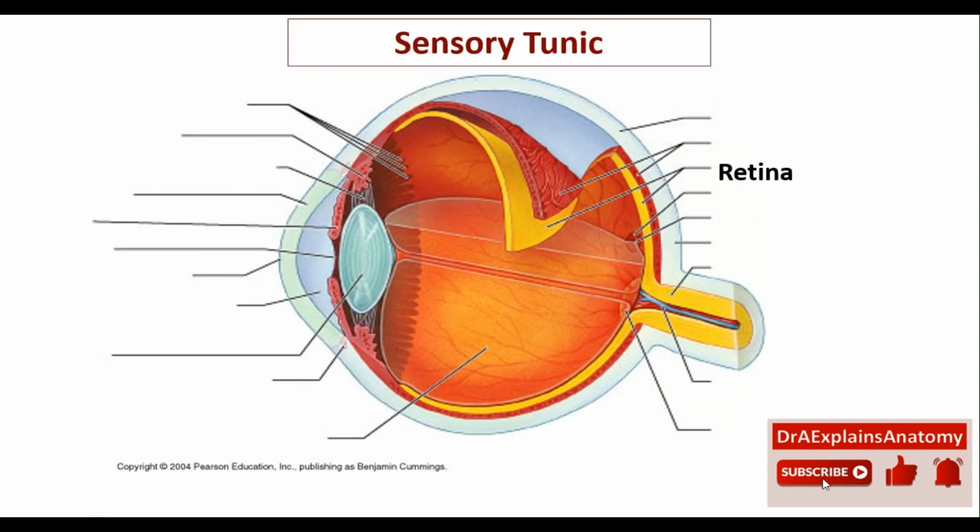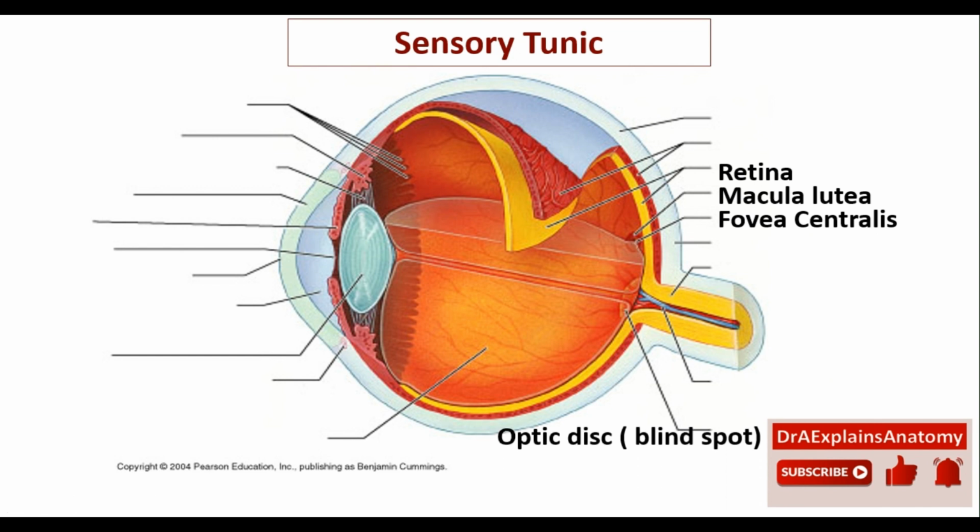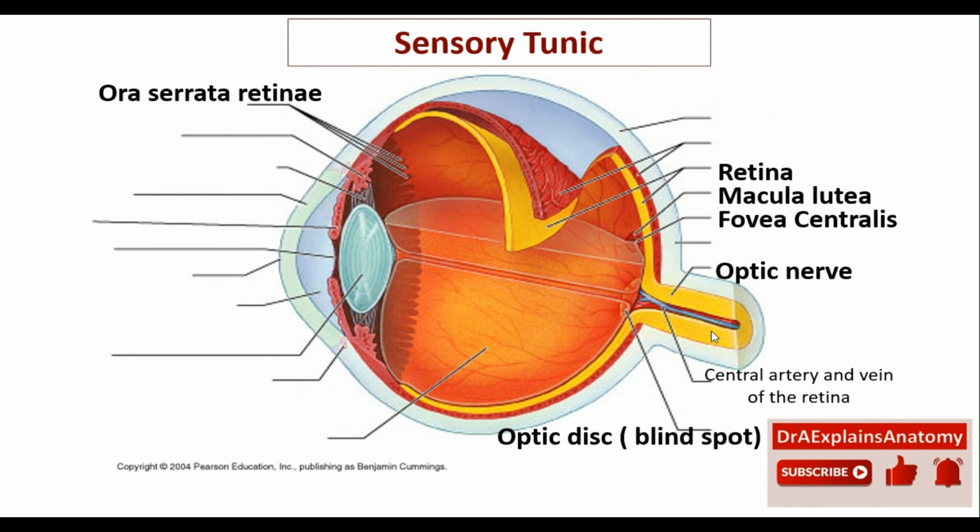Moving to the sensory tunic, right here we have the retina. This is the macula lutea right here. At the center, we have the fovea centralis. This is the optic disc, which is a blind spot. It's where the optic nerve, cranial nerve number 2, exits the eye. You can see the optic nerve, and these are the central artery and vein of the retina. Right here, we have the ora serrata retina.